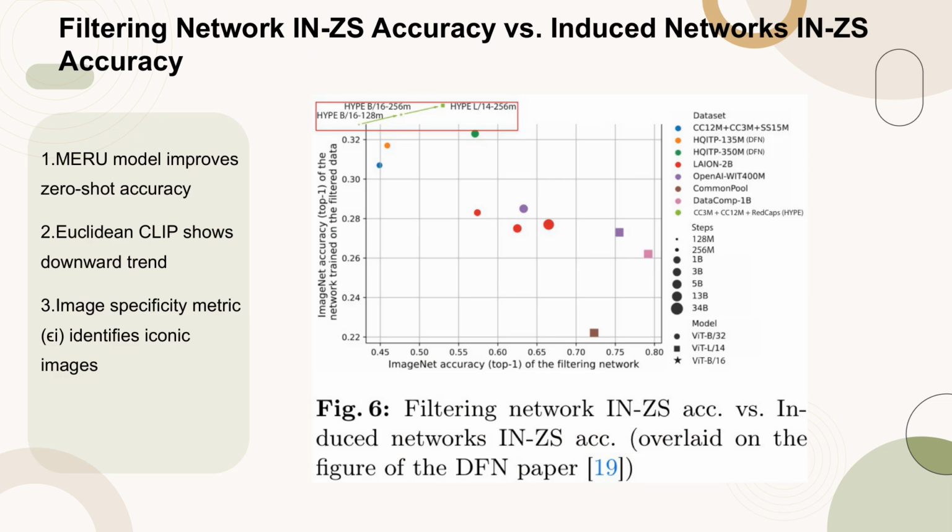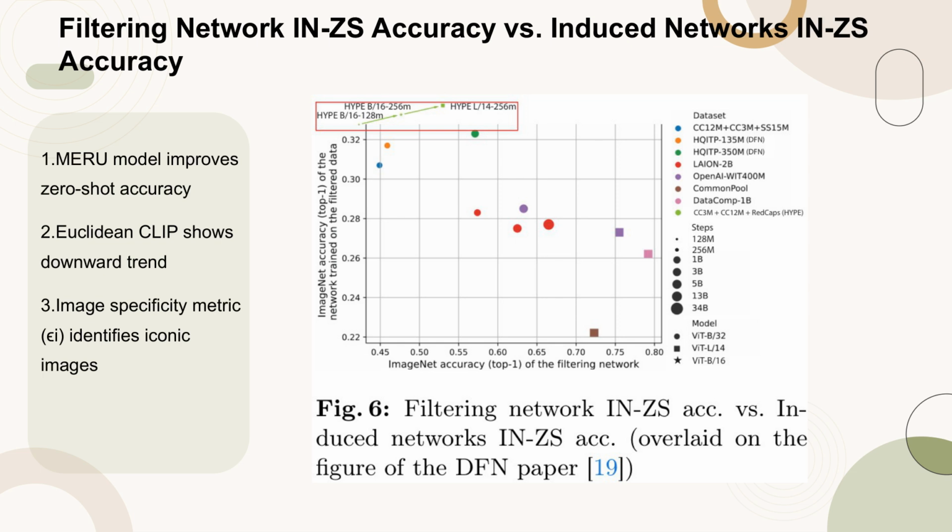Figure 6 illustrates the relationship between the zero-shot accuracy of filtering networks and induced networks, as described in the DFN paper, reference 19. The figure shows that a better-performing MERU model consistently results in a more effective filtering network, indicated by improved zero-shot accuracy. This upward trend suggests that further enhancements in MERU could lead to even more effective filtering, which is not observed in the downward trend of Euclidean CLIP. Additionally, the image specificity metric, I, is shown to efficiently identify iconic images, which is significant for image-only self-supervised learning methods.